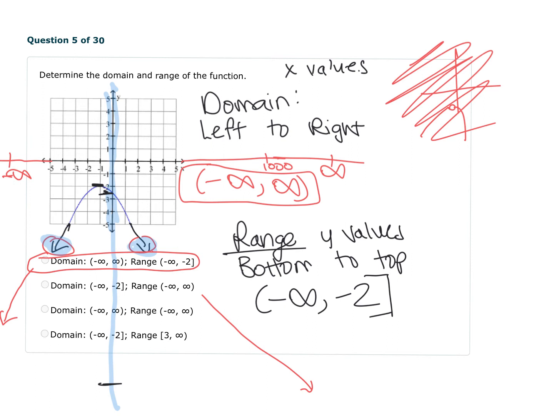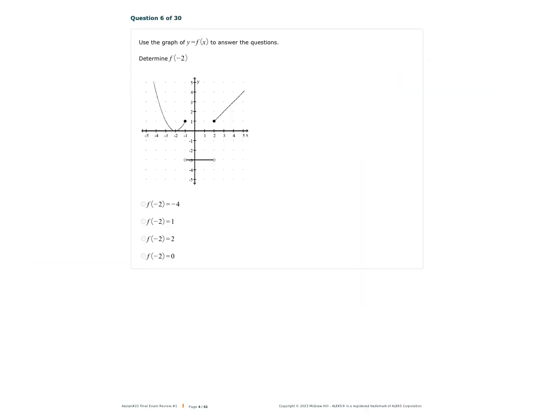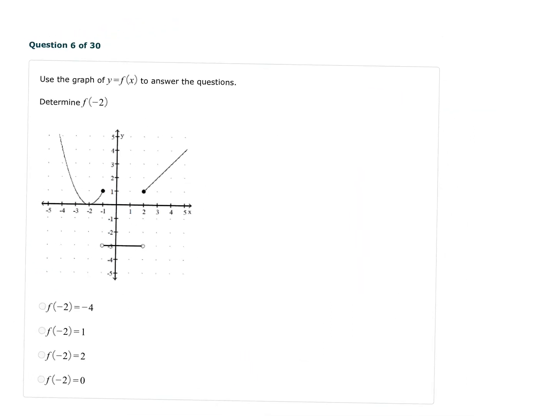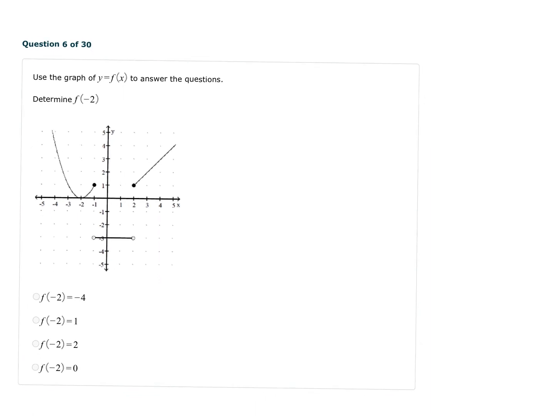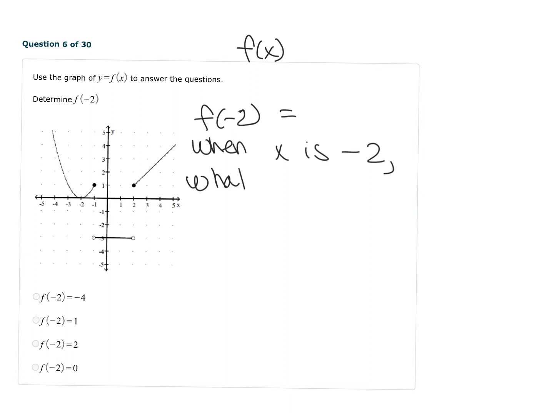All right, let's try number 6. This is just function notation. So it says use the graph to answer the following question. And it says determine f at -2. So f at -2 is referring to when, so we know it's usually f of x, right? So when x is -2, what is our y value? Okay, that's what it says in simpler terms.